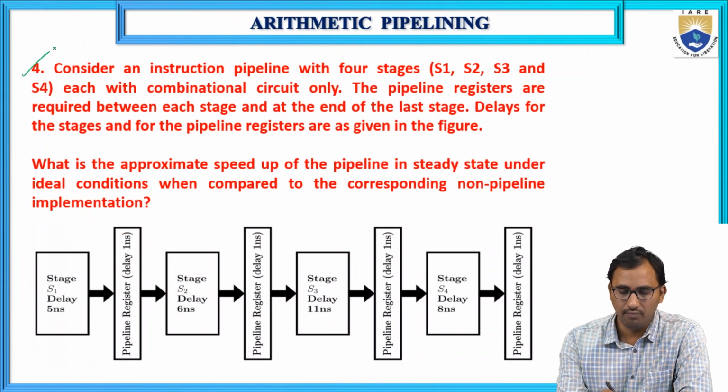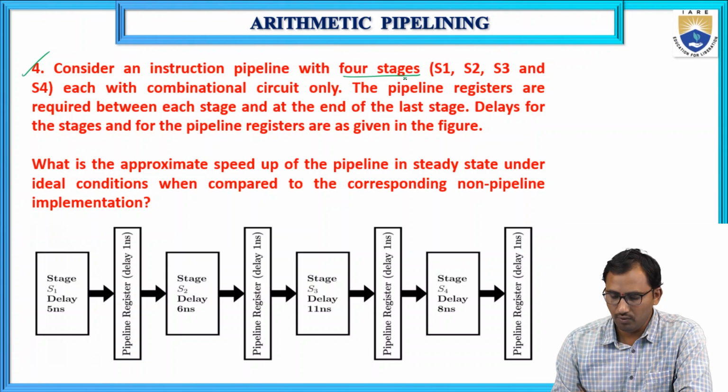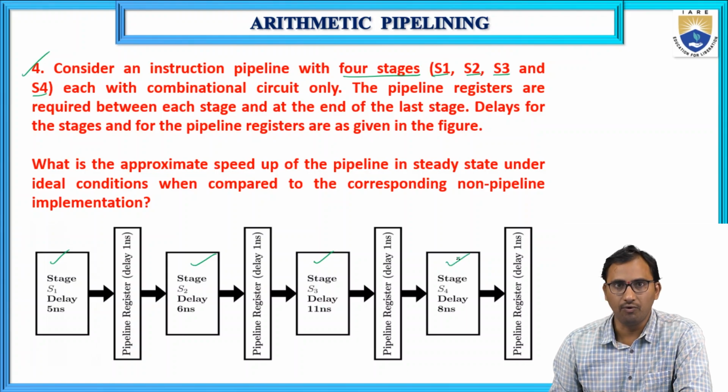And coming to the fourth one, that is consider an instruction pipeline with 4 stages. So we have total 4 stages are there. 4 stages means 4 segments are there. So the segment names are S1, S2, S3 and S4. This is stage 1, stage 2, stage 3 and stage 4. So in between each stage we have a pipeline register.